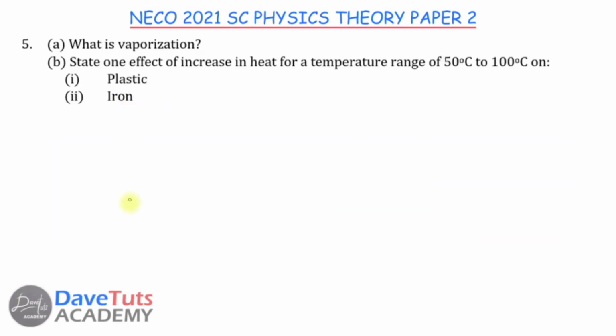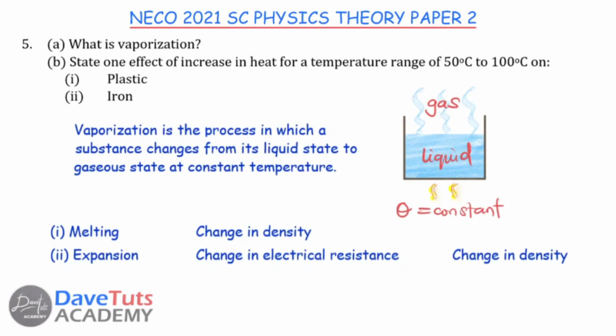Okay. In this question, we are being asked what vaporization is, and we have to state one effect of the increase in heat for a temperature range of 50 degrees Celsius to 100 degrees Celsius, first on plastic and then on iron. Okay, very good. If you want to define vaporization, you can state that it is the process in which a substance changes from its liquid state to gaseous state at constant temperature. Student, I cannot emphasize this enough that it has to be at constant temperature. That is what will earn you your full mark. You don't just say it's a process in which a substance changes from liquid to gaseous. That constant temperature just has to come in. That is what will earn you your full mark.